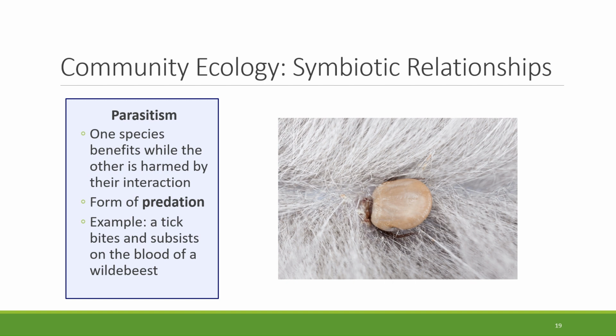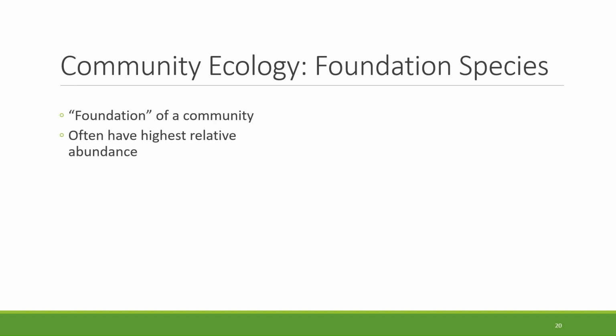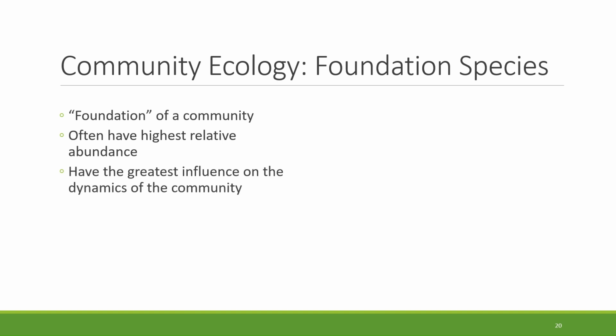So these are the three types of relationships that occur between organisms and communities. But there are also organisms that play specific roles in the broader dynamics of the community, which ecologists are often interested in studying. One of these is the foundation species. Foundation species are considered the foundation of a community in that they have the greatest influence on the dynamics of the community. Often, the foundation species is a producer, such as plants or algae or plankton.